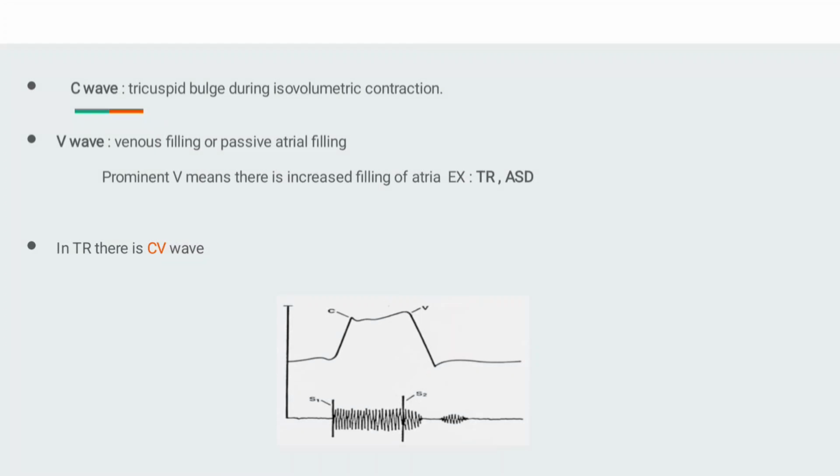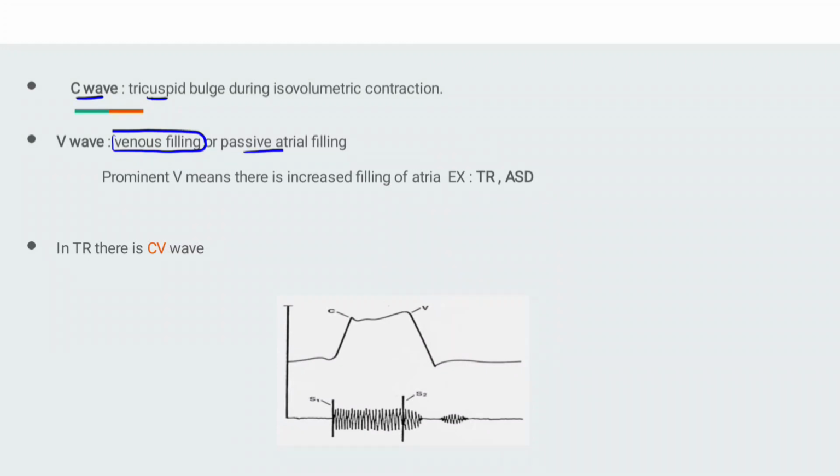Then comes the C wave. C wave indicates tricuspid bulge during isovolumetric contraction. Here we know that tricuspid bulge occurs during isovolumetric contraction. Then comes the V wave. V wave means venous filling, or passive atrial filling.